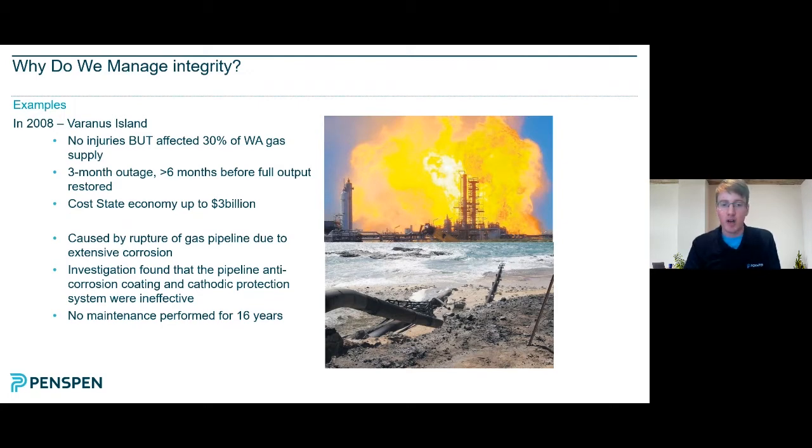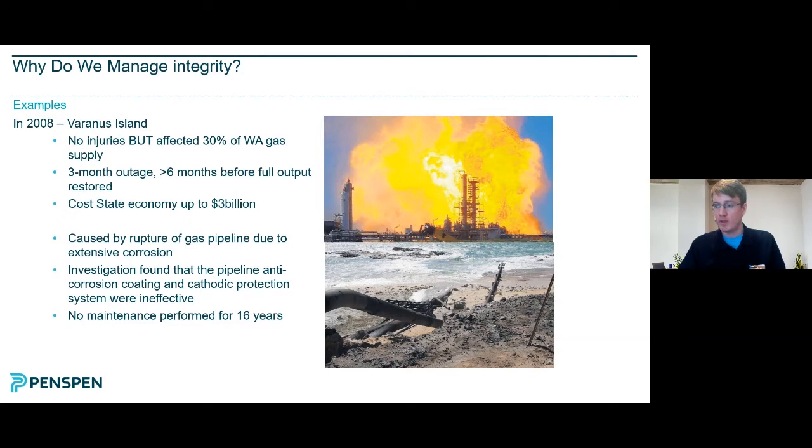The investigation found that the failure occurred at the beach crossing section of the pipeline as it came from offshore to onshore. This is a common hotspot for corrosion, and it should have been managed properly and ensured that the risk was identified and suitable safeguards were put in place. Unfortunately, that wasn't the case. It was found that that particular section hadn't been inspected for almost 16 years.